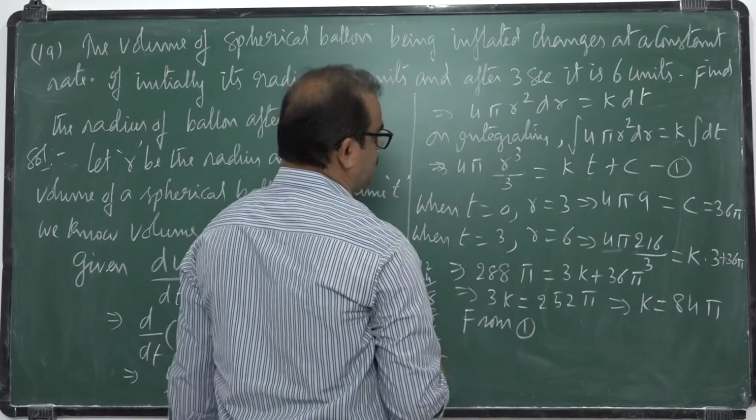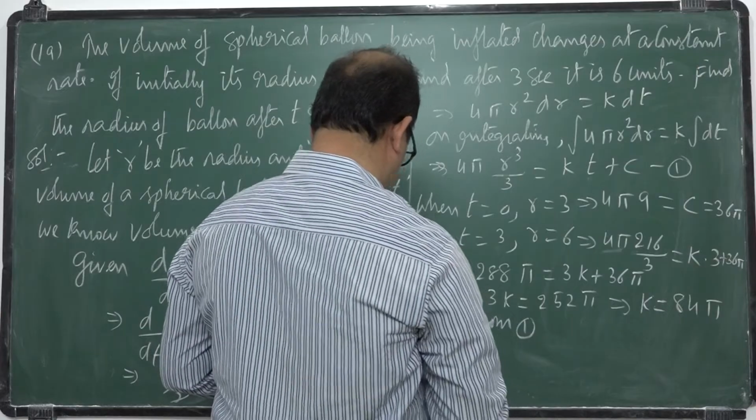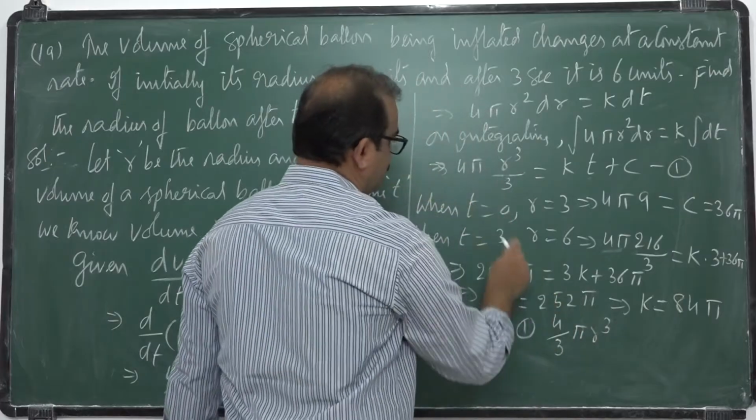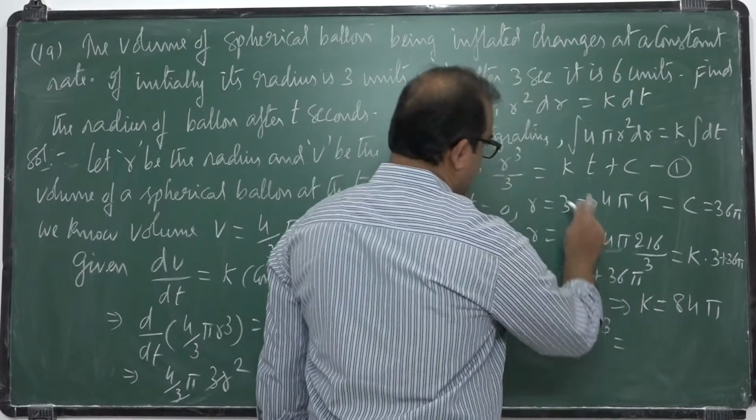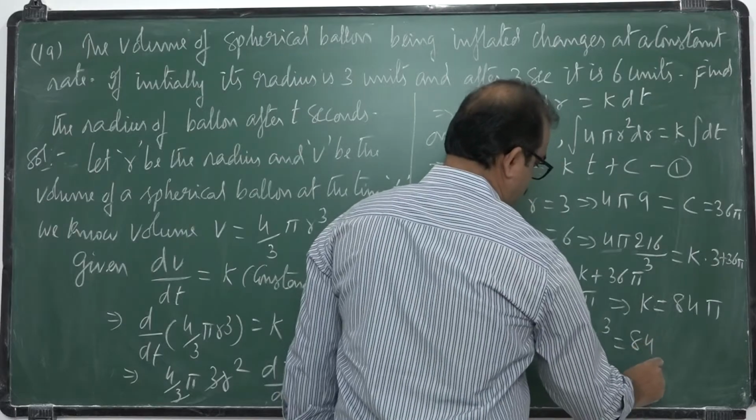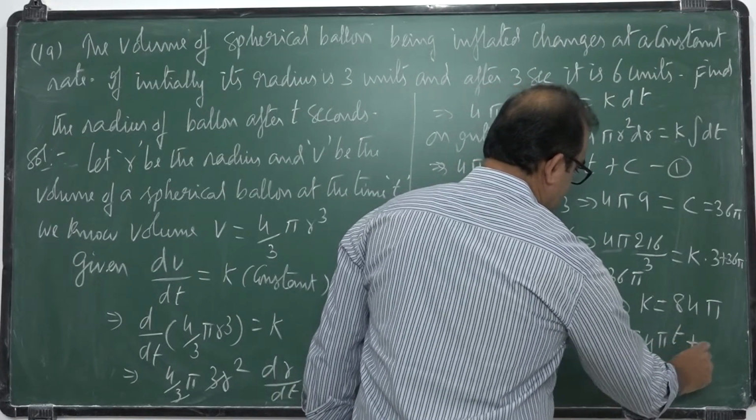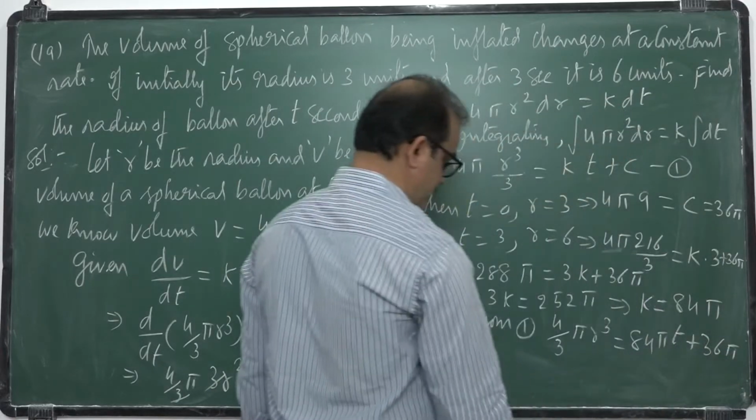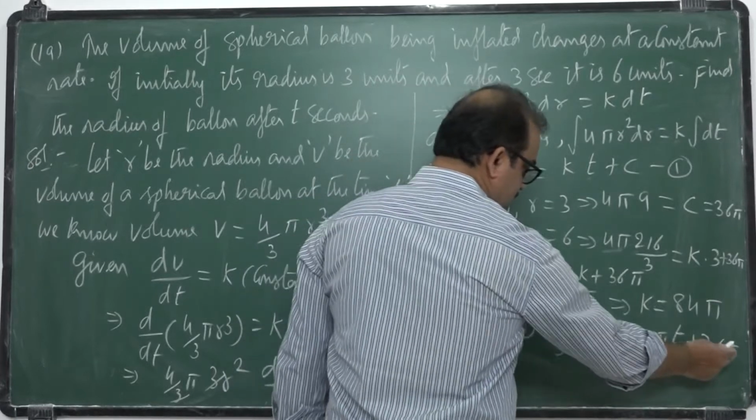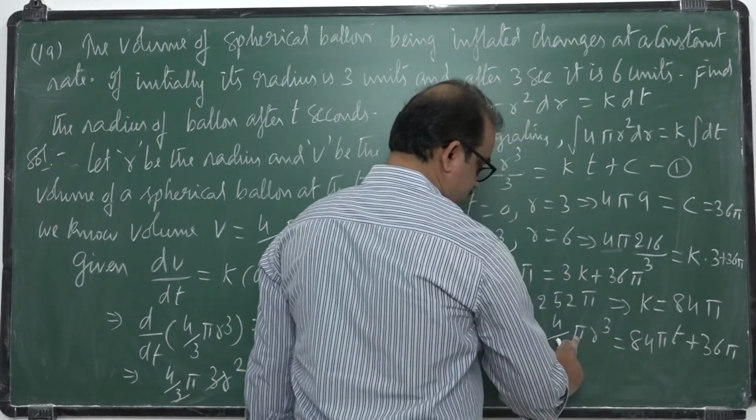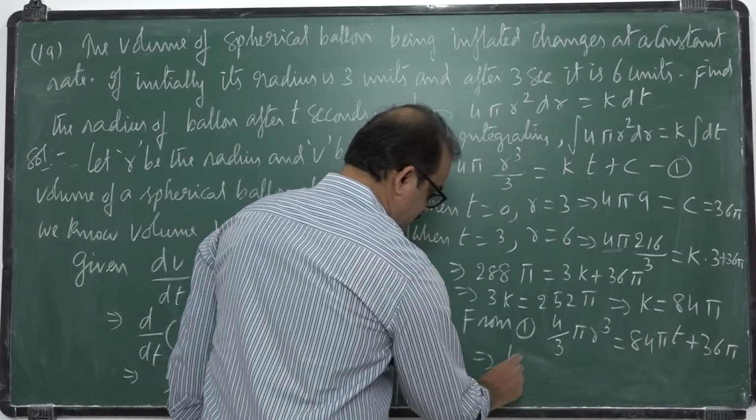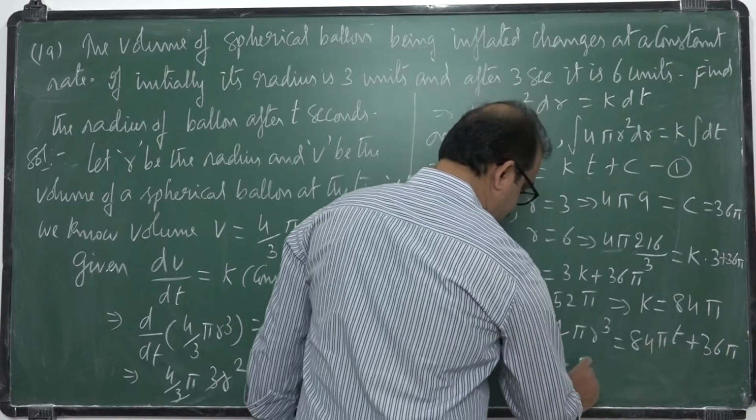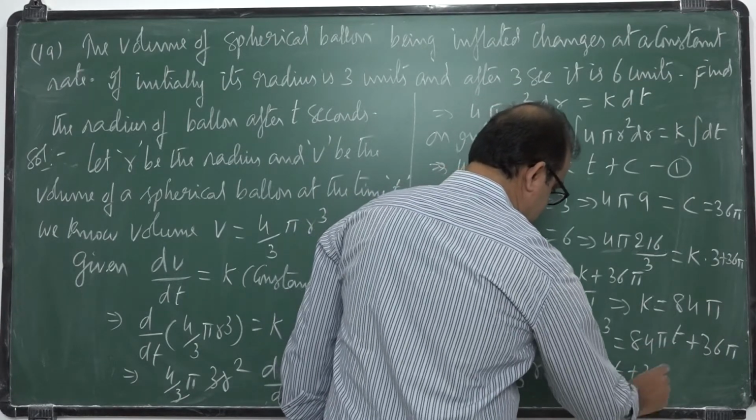From equation 1, 4 by 3 pi r cube is equal to k. What is the k value? 84 pi into t plus c. What is the c value? 36 pi. Now take pi common from the RHS. Pi and pi get cancelled. So we get 4 by 3 r cube is equal to 84 t plus 36.